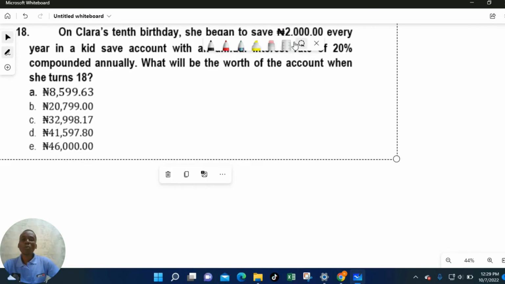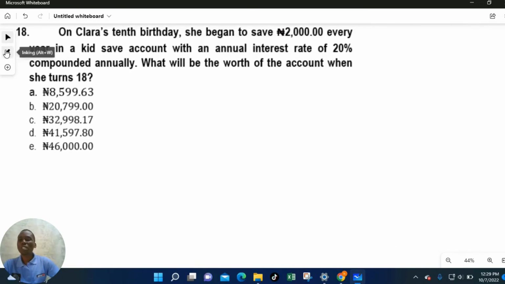Now, if we want to solve this question, the first thing that should come to your mind is, what are the parameters that are given? What is the formula for calculating the amount she is going to get, that compounded amount once she is 18?